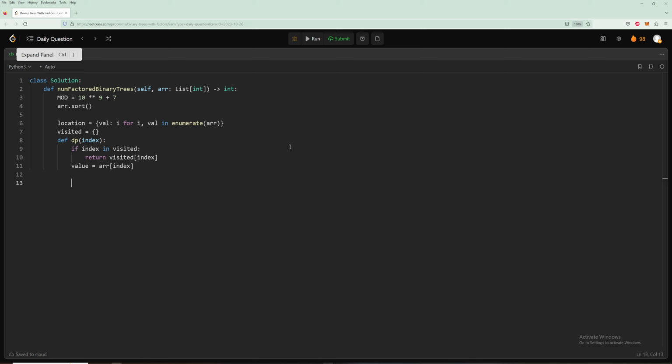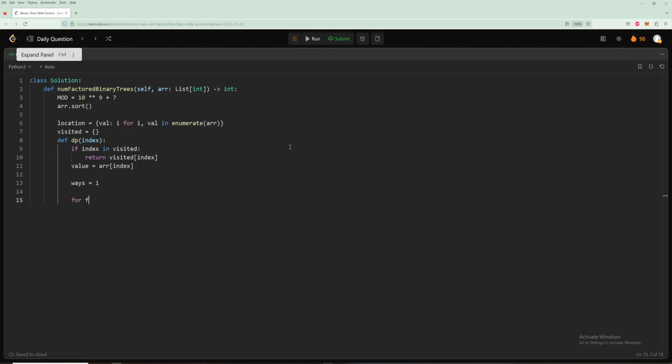And then, so our result here is going to be 1. So we can just call it ways, as in the number of ways we can make the tree. So ways is going to be 1. That's going to be our initial case where we just have that node with no children. And now essentially we can loop through every possible factor.